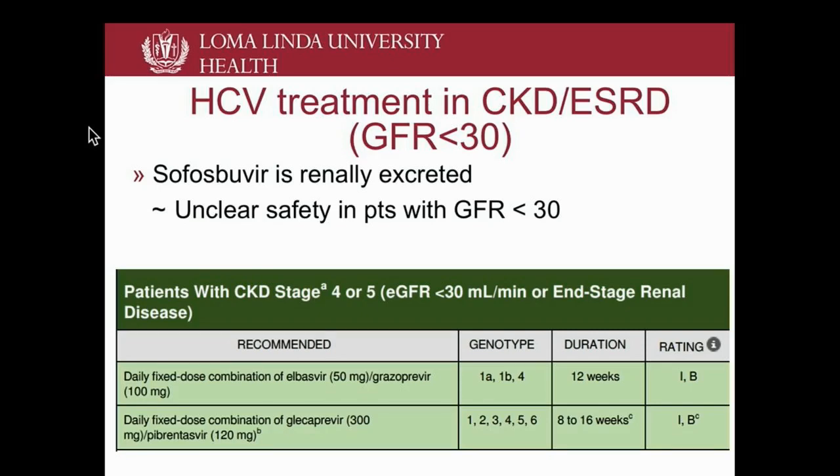So HCVguidelines.org will tell you if you have a patient with advanced kidney disease, your options are going to be elbasvir, grazoprevir, which is Zepatier, for 12 weeks, but that's only for genotype 1 and 4. So more recently last year, the FDA approved glecaprevir and pibrentasvir, which is Mavyret. And again, this is pan-genotypic for 8 to 16 weeks. So now our patients with chronic kidney disease and end-stage renal disease have two options based on genotype.